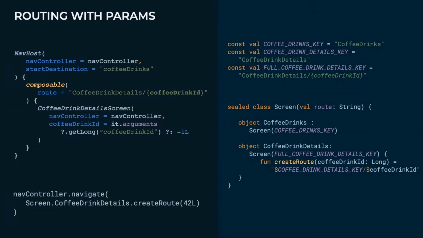So at the end, when we use navController.navigate, we can use Screen.anySpecificScreen.createRoute with any value. It's much simpler, and it's much harder to make a typo here. And all other parts work the same. And here in this example, inside the composable function, instead of a long string route, we can use just Screens.CoffeeDrinkDetails. It will be completely the same.